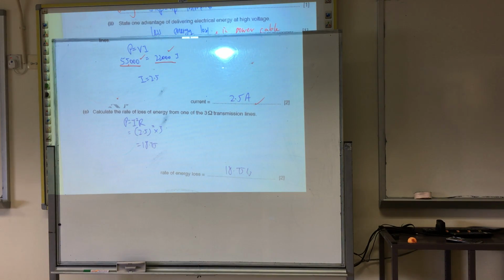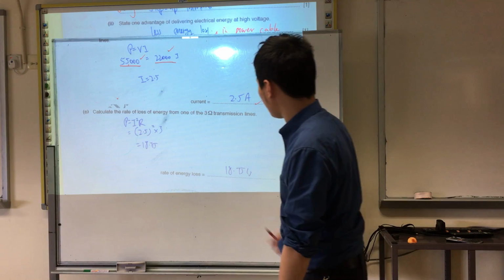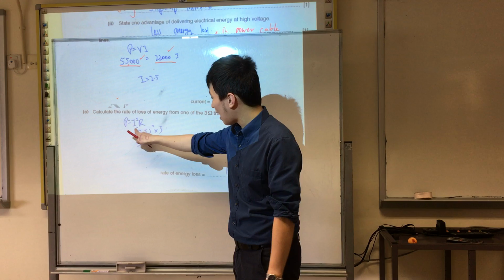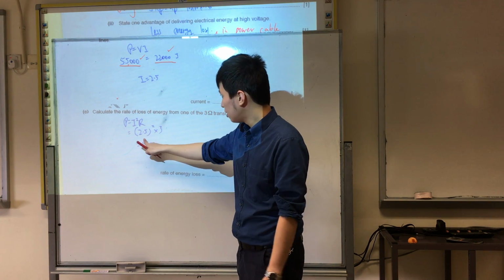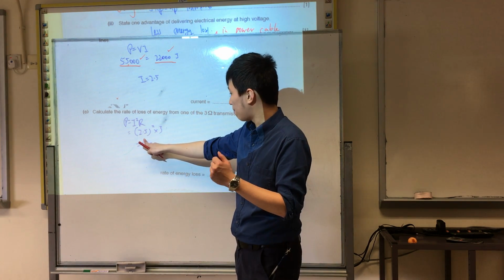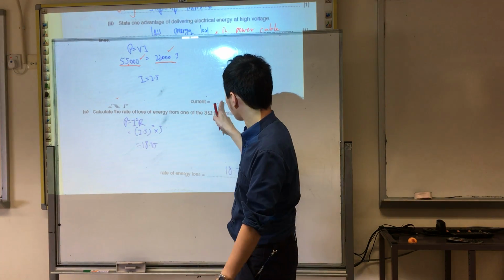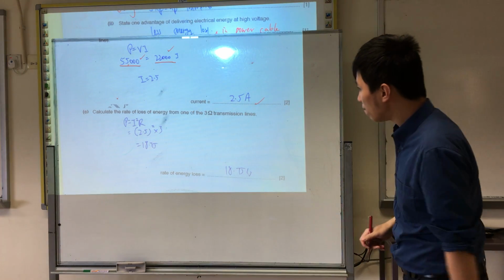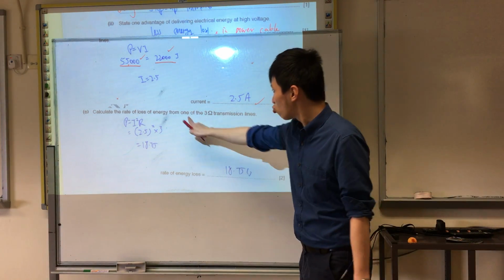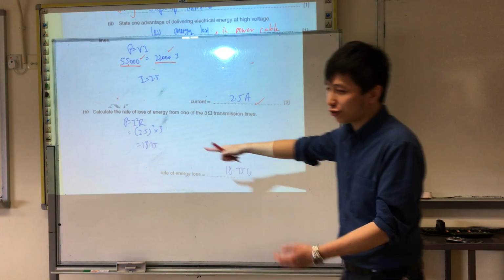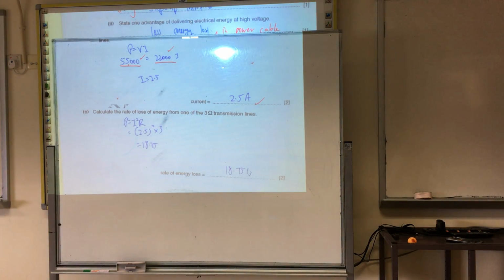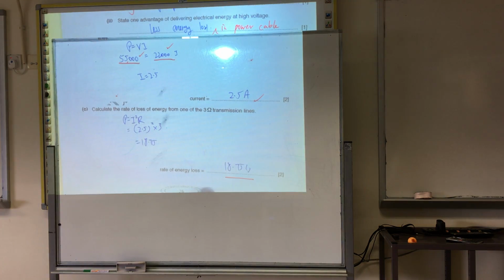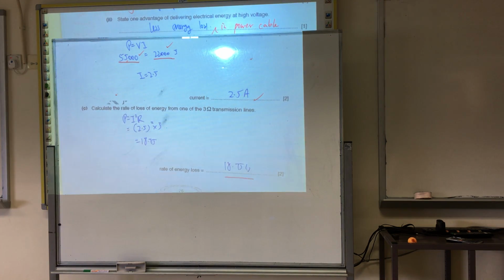And lastly, calculate the rate of lost energy because of this. So, like the previous question, you will use I squared R for power loss in the cable. Because you do not know V, remember, you don't know V. So use this equation: 2.5 squared times 3, because it's 3 ohm. And also the question said one of the lines, so 3 is fine. If you do 6, then it's too much. So, is that the answer? 18.75. Yes.